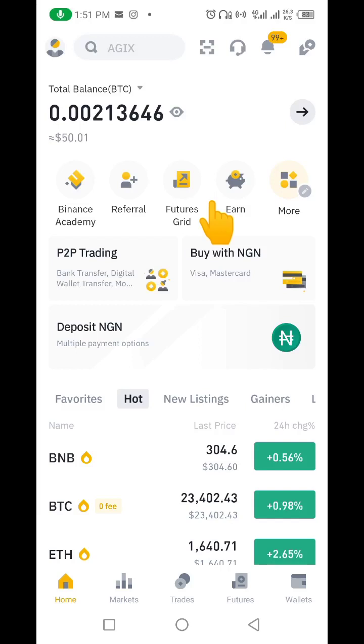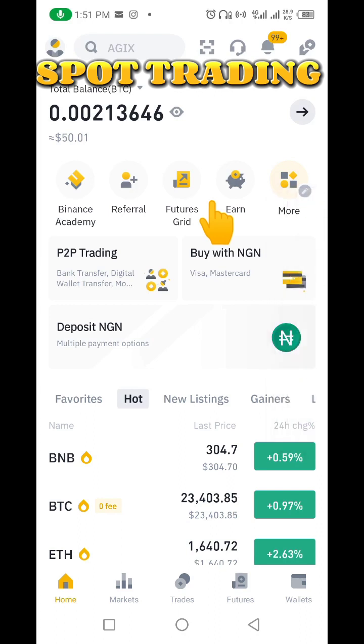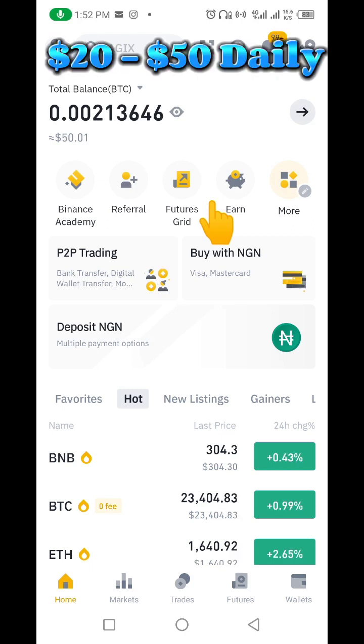In today's video we're going to be talking about how to make money from Binance through spot trading. Okay, now there are a whole lot of ways that people are actually making money in the crypto space through Binance, but one of the easiest ways that I've found out is through spot trading. So today I'm going to be taking you directly into the process of how to earn at least $20 to $50 every day from spot trading.